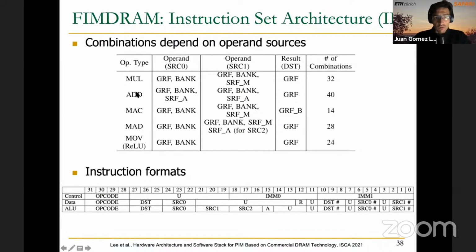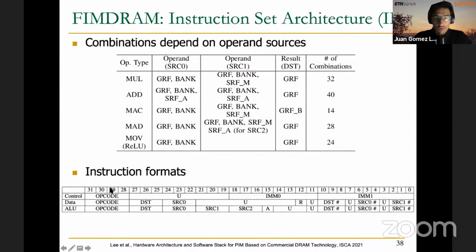And here in the table, you can see the different instructions, these 5 instructions, with different operands for SRC0 or SRC1, because they are using 2 operands each. And as you can see, they may be coming from different places, either GRF or SRF or the bank, and then where the result is stored. So for all of these, there is a number of combinations. So there are different instructions depending on where the data is coming from or where the result is going to. And here you can see the instruction formats for the 3 types of instructions.